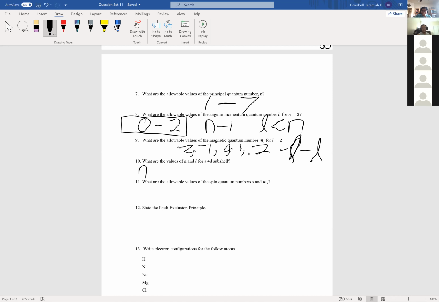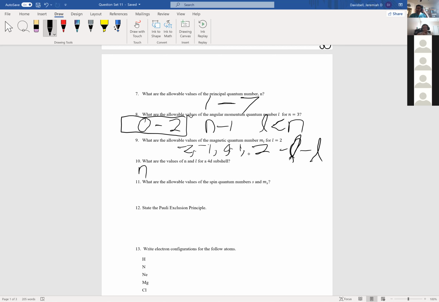Anyways, I have a question. Like for 9, how do we know how to find m sub L? Right. So I understand that it's like negative L to L. So would we just use it's basically like using the same numbers as L, but then turning them negative and positive. You know?